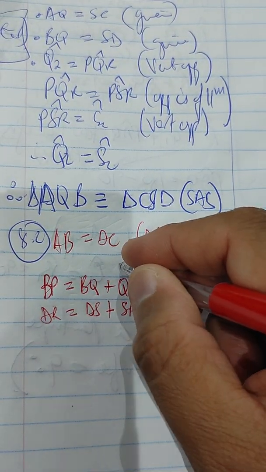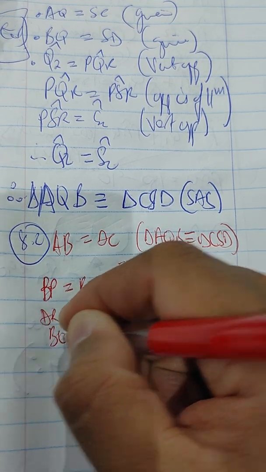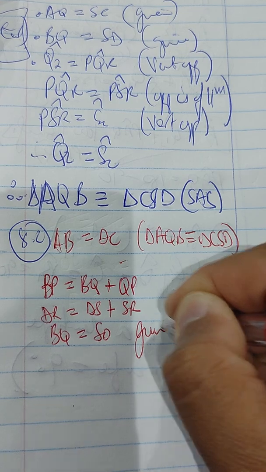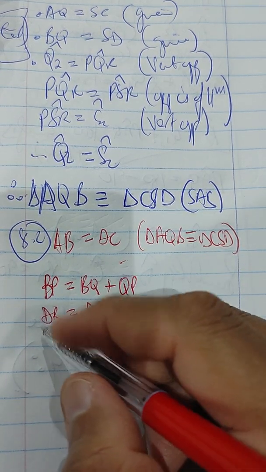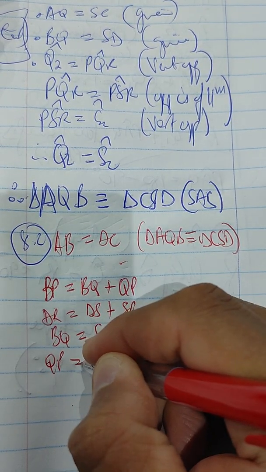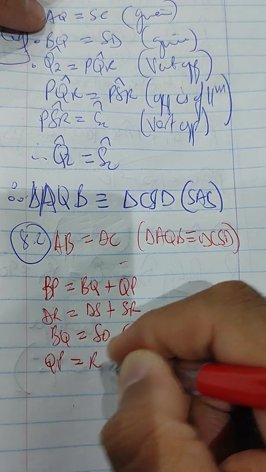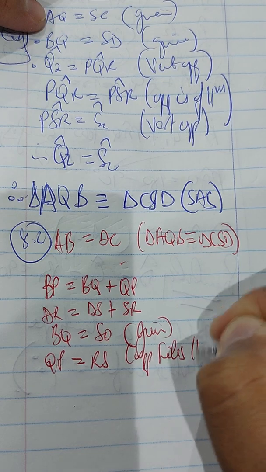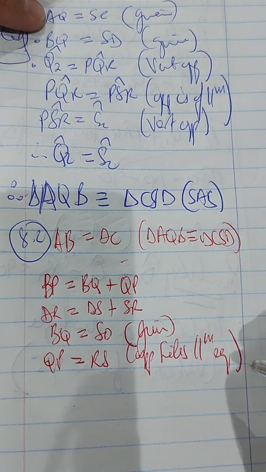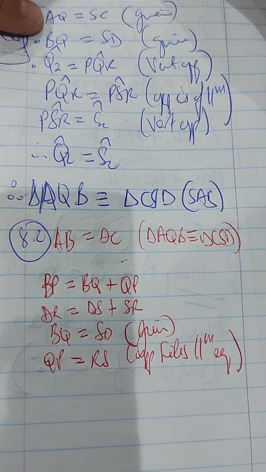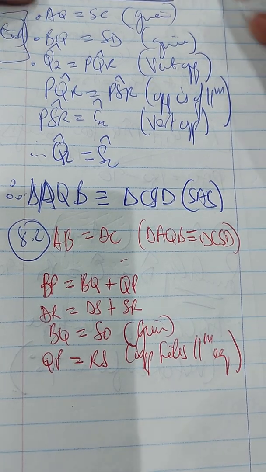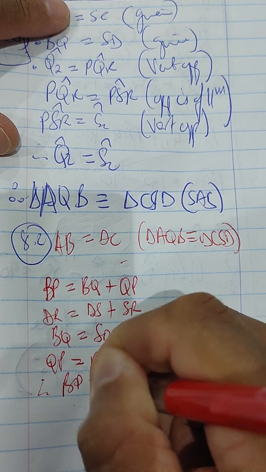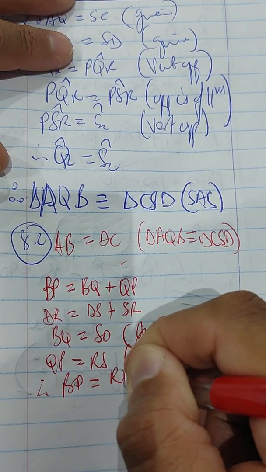So PQ is equal to SD, given, as well as QP is equal to RS, opposite sides of a parallelogram equal. Okay. So therefore we can conclude that BP is equal to RD.